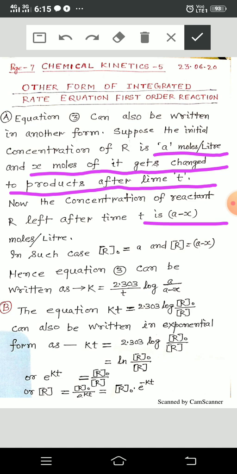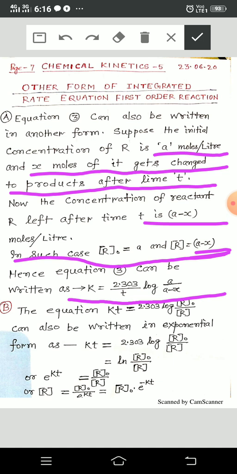In such a case, R naught is equal to a, meaning the initial concentration is equal to a, and the final concentration is equal to a minus x. Hence equation 3 can be written as k equal to 2.303 by t log a by a minus x, where a is the initial concentration and a minus x is the final concentration. x amount changes into products.